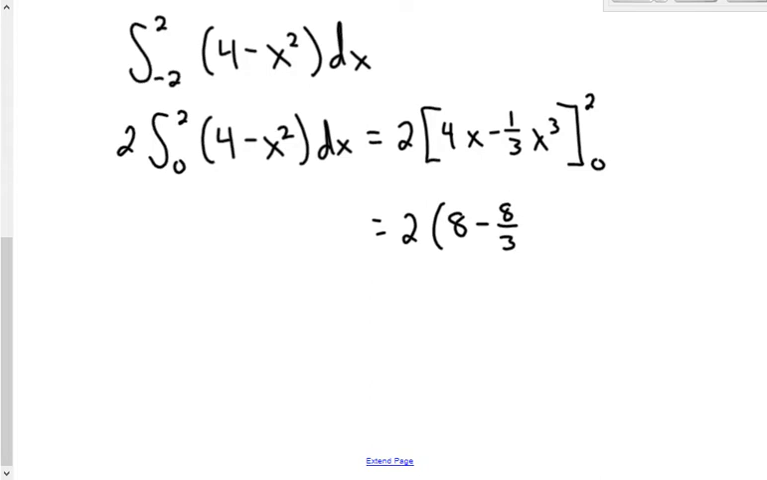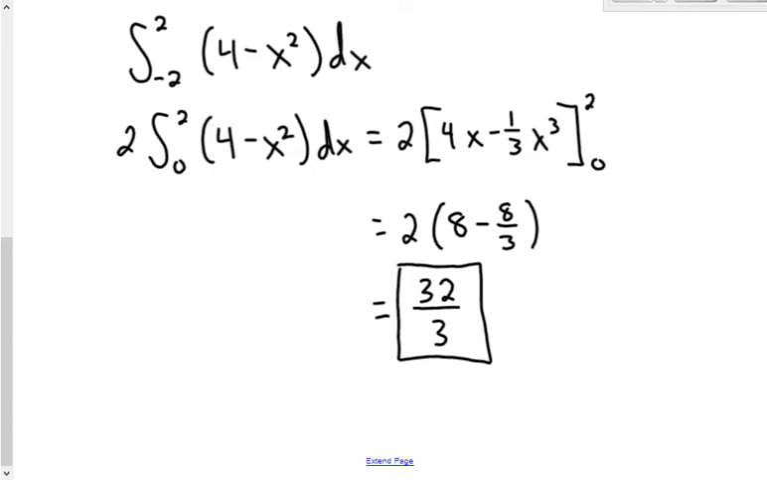It's minus 8/3. And then I could think of 8 as 24 over 3. Minus 8 over 3 would give me 16 over 3. Times 2 would give me 32 over 3. So there's the area of the region bounded by those two functions. It's 32 over 3 square units.